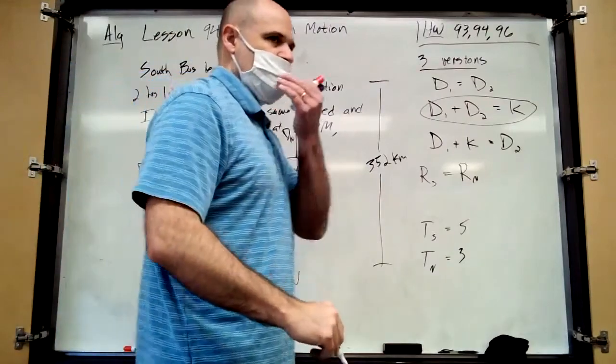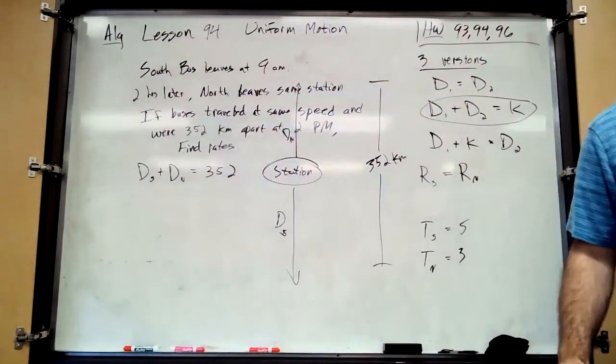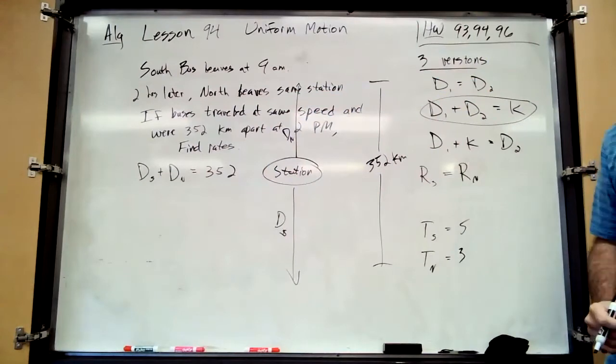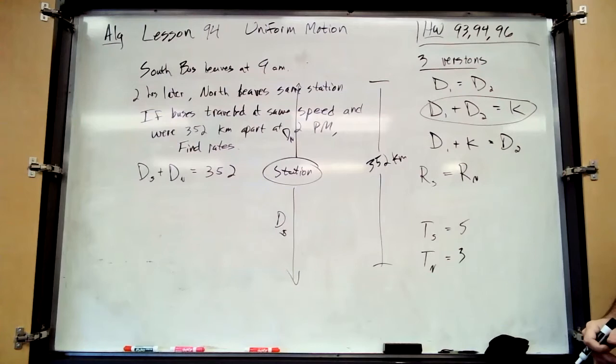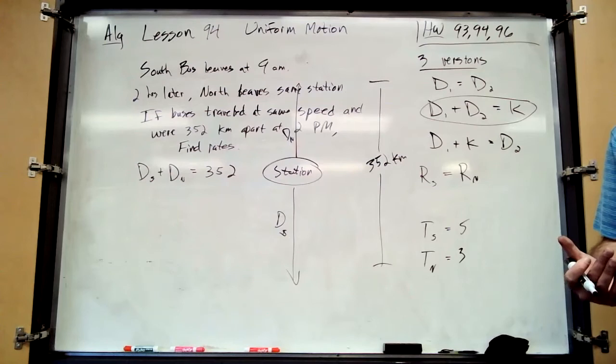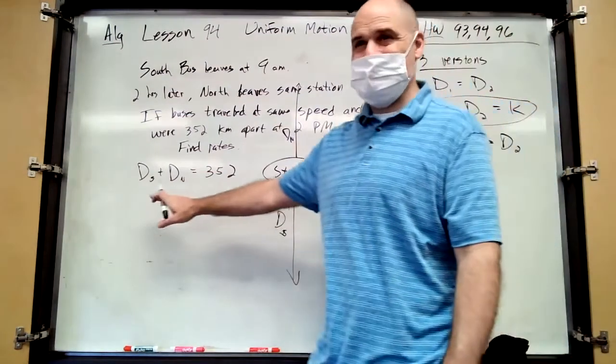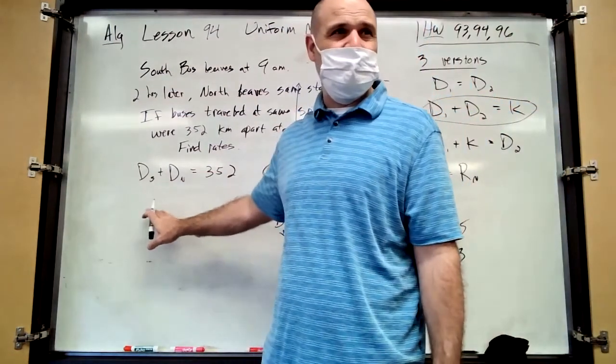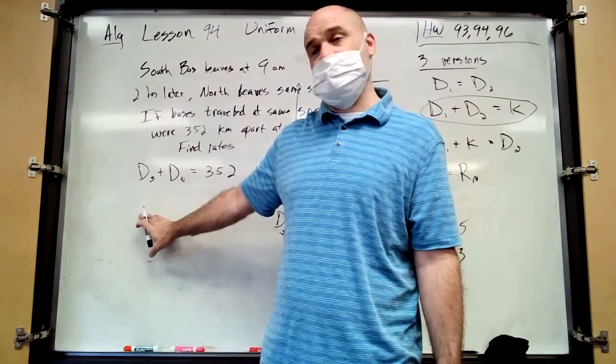Now what do we do? Micah: Divide 352 by 8 combined times. Oh, so you're doing it a different way. So you divide it by 8 combined times. Okay, we'll see if that works at the end, but how do I want you to do it? D equals 8 times time. Yeah, so we're going to replace the d's with r's and t's. So replace ds with rs times ts.